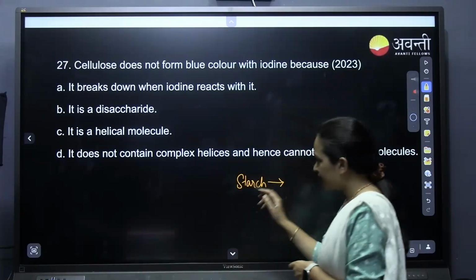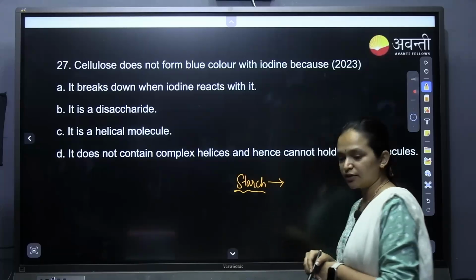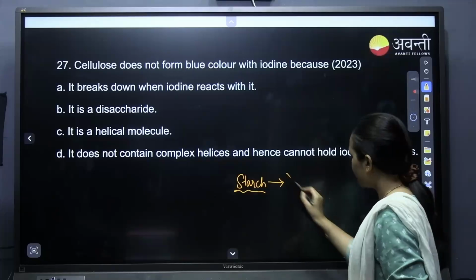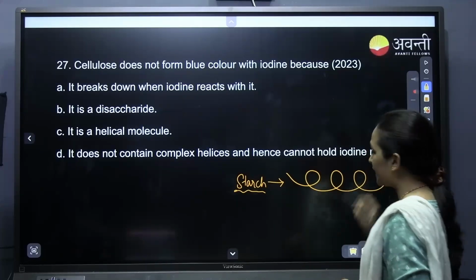So why does starch give blue black when iodine is added? Starch actually is a helix, like this.